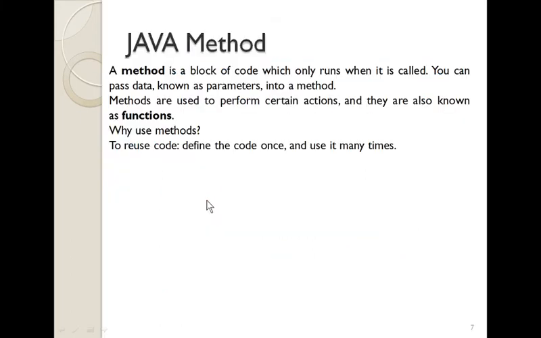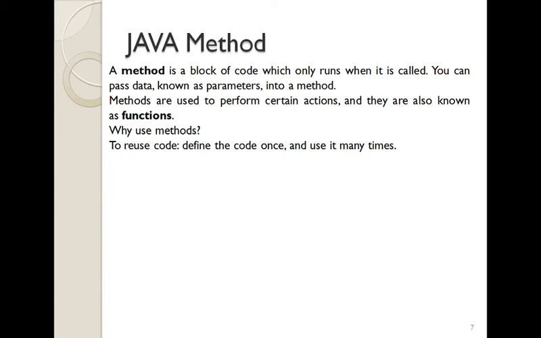Now the next one is the Java method. A method is a block of code which only runs when it is called. You can pass data, known as parameters, into a method. Methods are used to perform certain actions, and they are also known as functions.